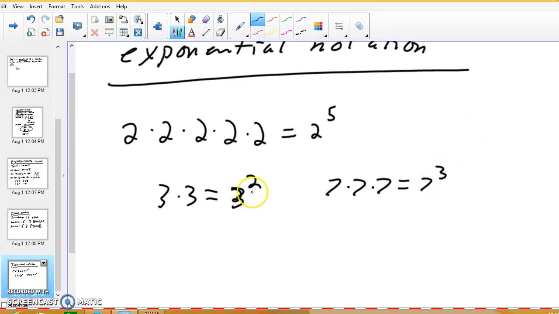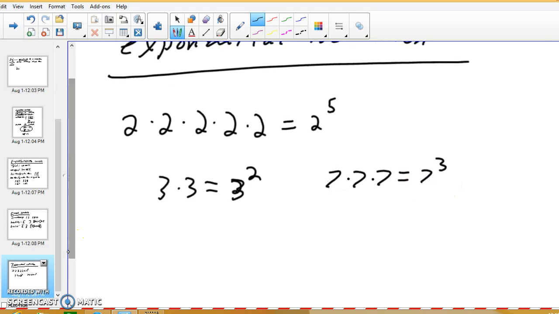So while we have special names for 3 squared and 7 cubed when we square and cube things, anything after that is just as simple as saying 4 raised to the 4th, which is equal to 4 times 4 times 4 times 4. So again, this is just exponential notation. When you take a single number and multiply it by itself multiple times, you can just simply write it as that number raised to however many times you're multiplying it.